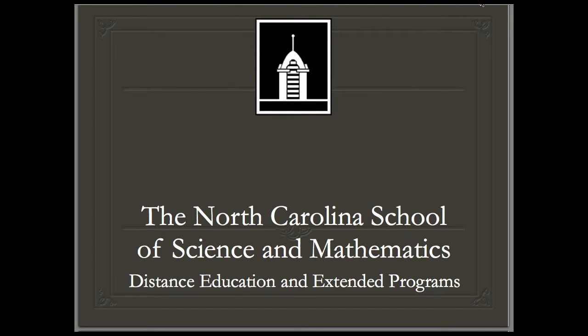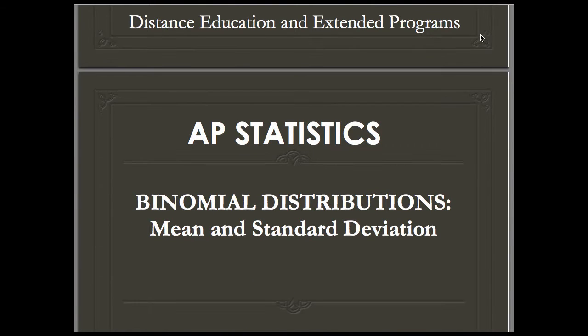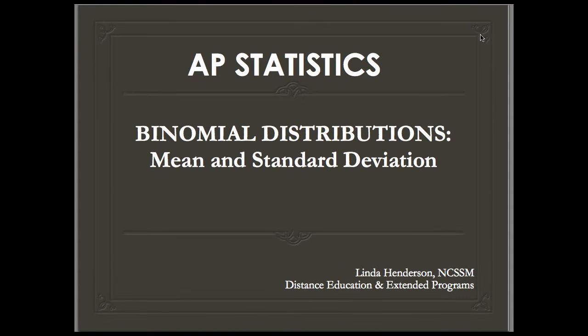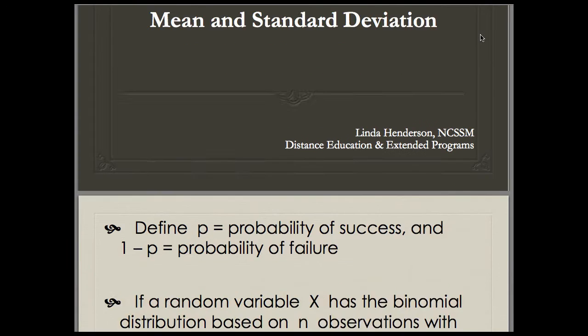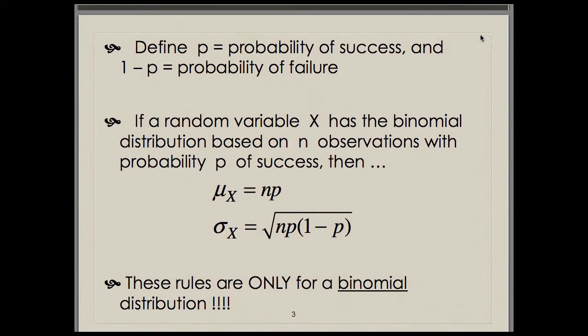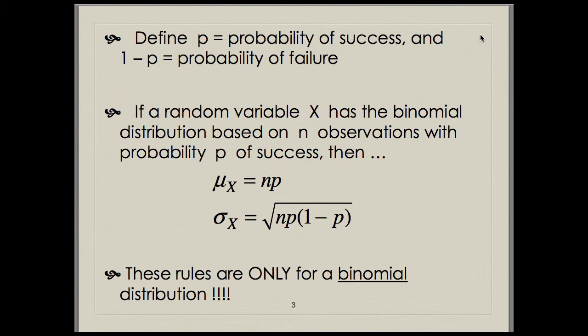Hi everyone. We're going to talk today about binomial distributions and specifically how to find the mean and standard deviation of a binomial distribution. So let's set forth some variables that we're going to need. Of course, little p represents the probability of success in a binomial distribution. 1 minus p then is the probability of failure.